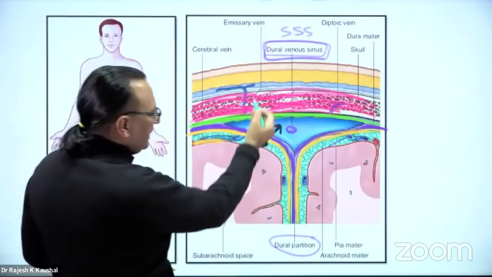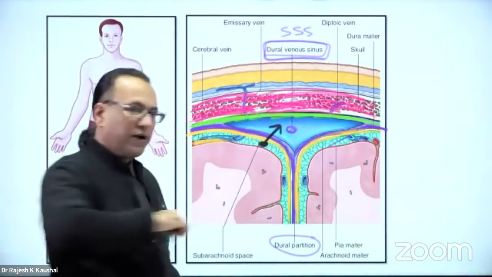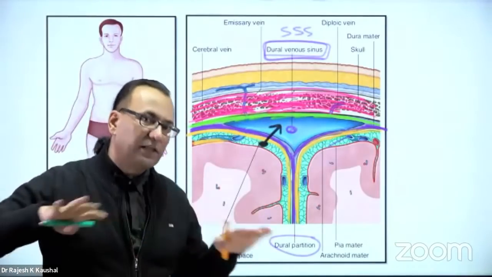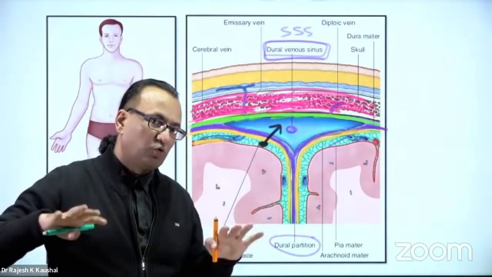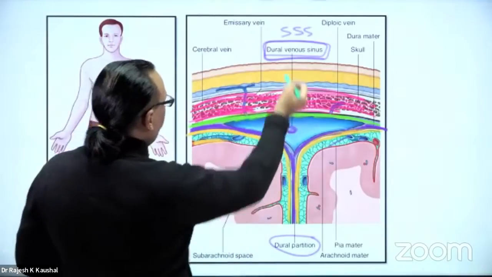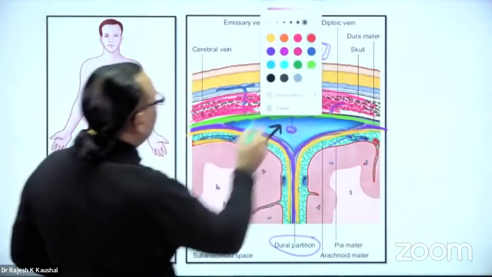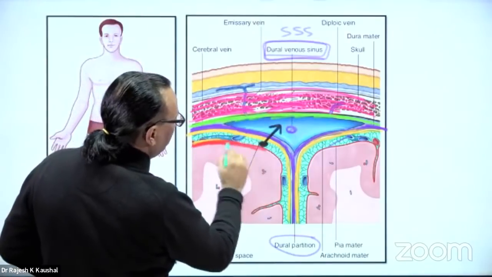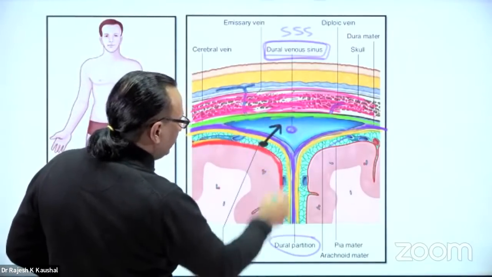And what is still deeper to this arachnoid mater? The third layer, which is pia mater. Pia means mother, very close to what? The brain. So we are now looking at the pia mater, and the pia mater is adherent almost to the brain matter. So this is the pia mater.